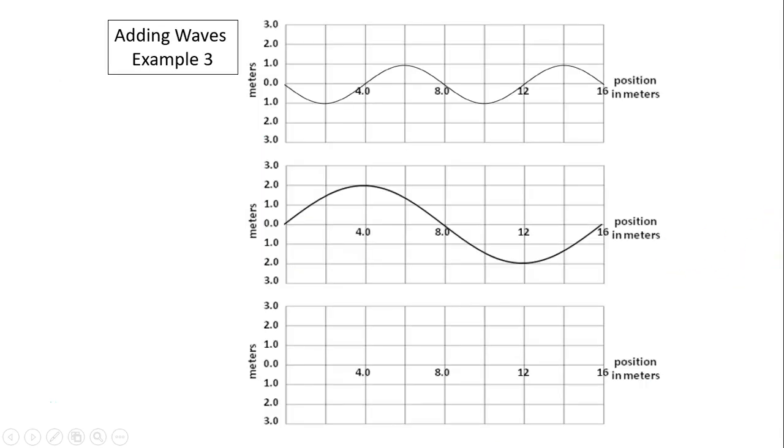Another example. So here are the two waves. How do we add them? So again, we use the superposition principle. We add point by point. 0 and 0 give you 0. This is negative 1. This is positive 1.5. We get 1.5. Positive 2 and 0 give you positive 2.